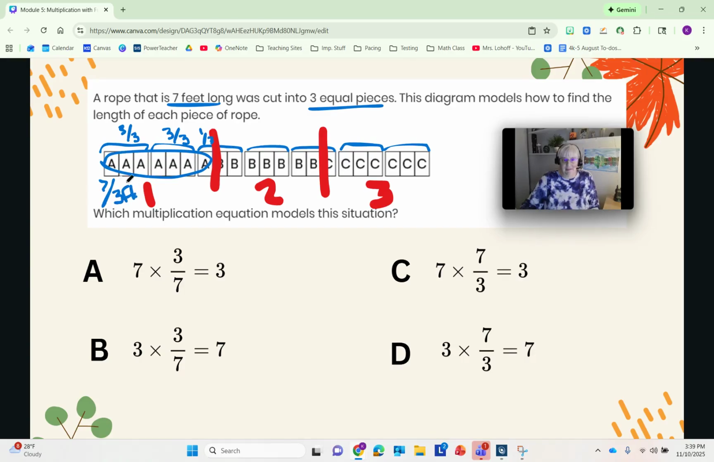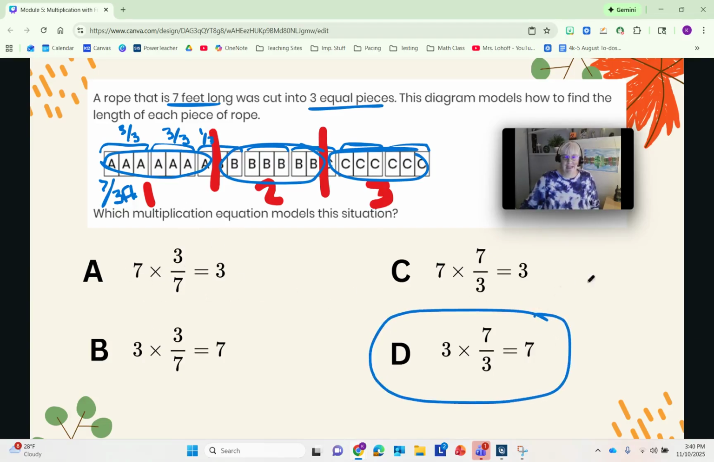All right, so this is 7/3, this is 7/3, this is 7/3. So 7/3 plus 7/3 plus 7/3. That's repeated addition. We added them 3 times, so that's 3 times 7/3. And the only one that has that as an option is letter D. So hopefully you picked that one too.